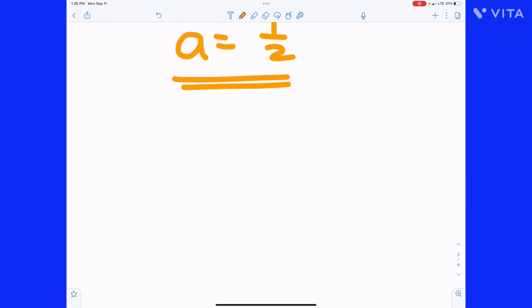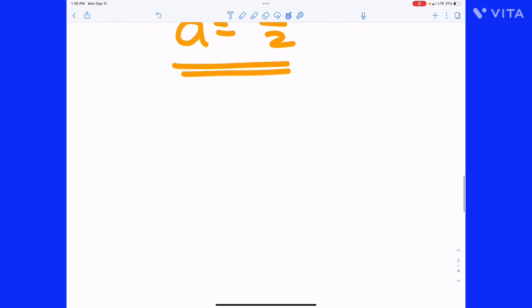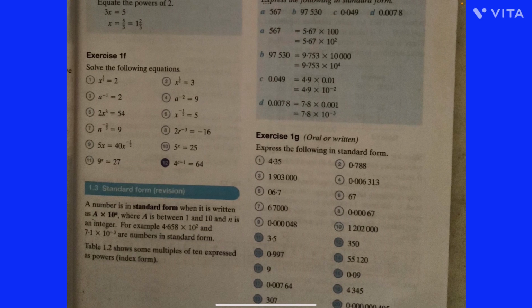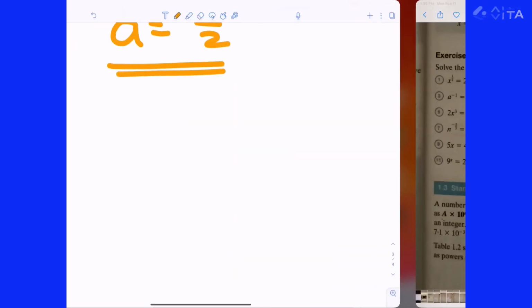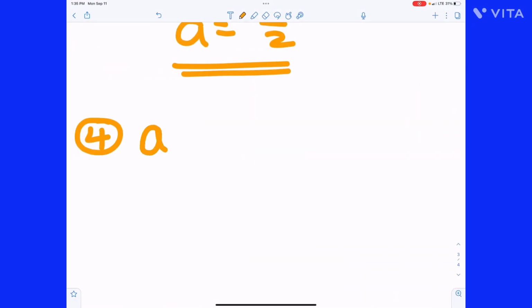Next is number 4. What do we get in number 4? A raised to power minus 2 is 9. A raised to power minus 2 is what? 9.